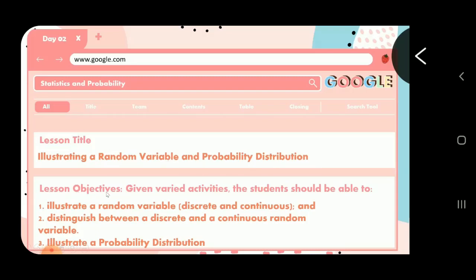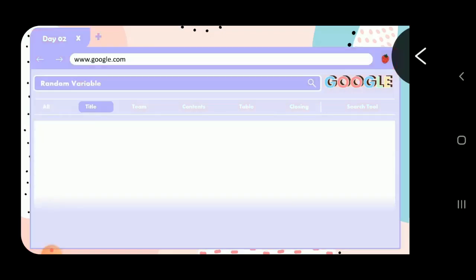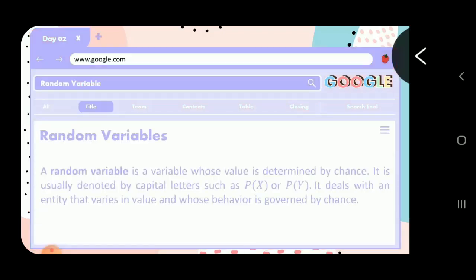Our lesson objectives, you are expected to illustrate a random variable, discrete and continuous, and distinguish between a discrete and a continuous random variable, and then illustrate a probability distribution, and compute the probability distribution as well. Okay, so let's start with a random variable.